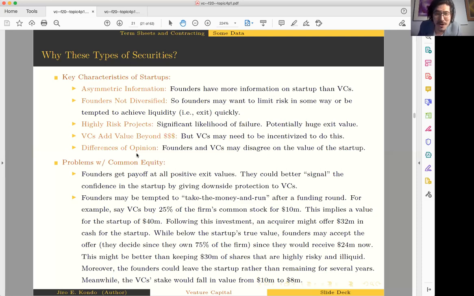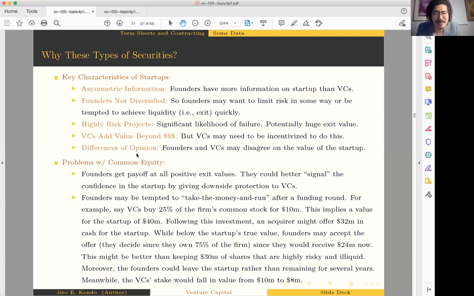It's actually so big that it's been given a name by the old VCs. What I mean by the old VCs is the first wave of VCs, because VC really took off in the late 50s. It was super small in the 60s, and it started taking off in the early 70s. So the people from the 60s and the 70s, they have a word for the real problem with common equity, and it's called the take the money and run problem.